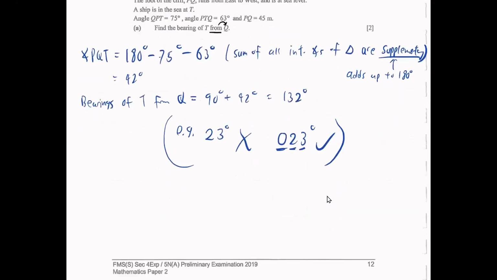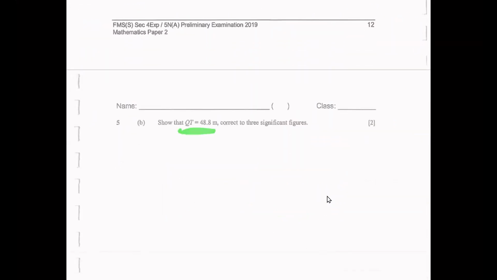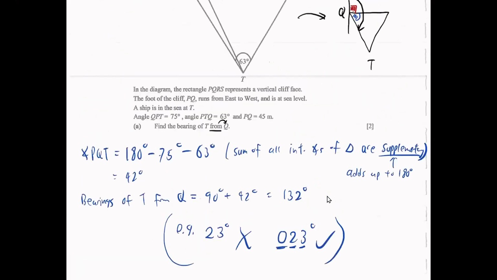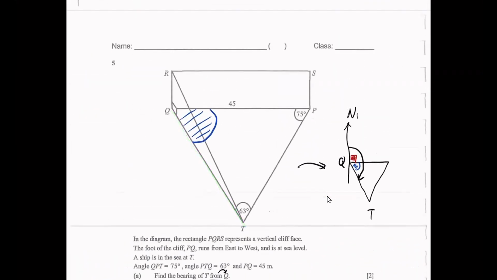Let's move on. So part B, show that QT is 48.8 meters, correct to 3 SF. QT, let's look back at the diagram. Where is QT? Over here. So do you remember something called the sine rule?